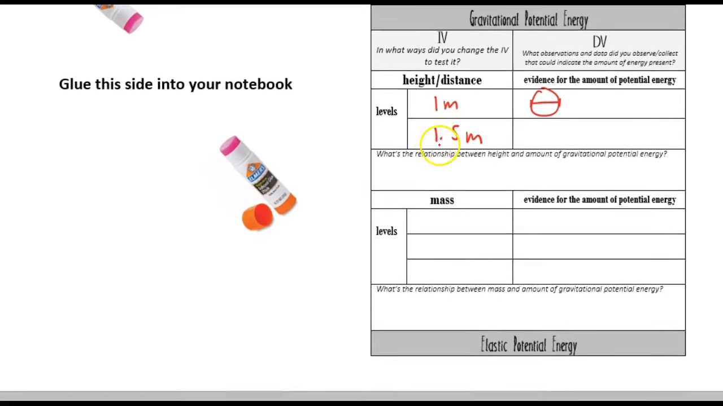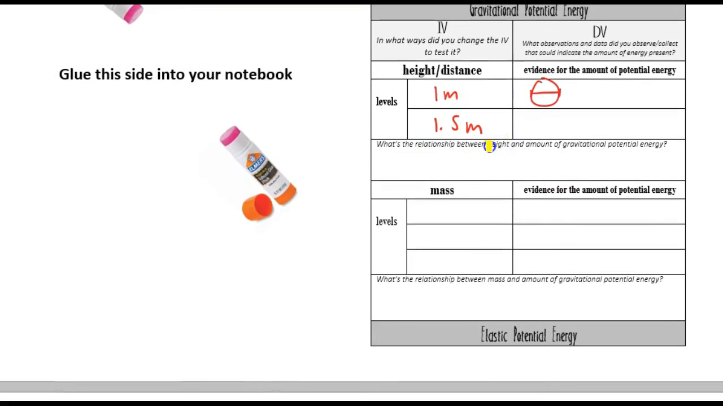So the question is, what's the relationship between height and the amount of gravitational potential energy? What did you notice? You probably should have noticed that an increase in height should have equaled an increase in gravitational potential energy. And you probably saw this when there was a larger diameter as you had increased the height. Your data should have supported that.